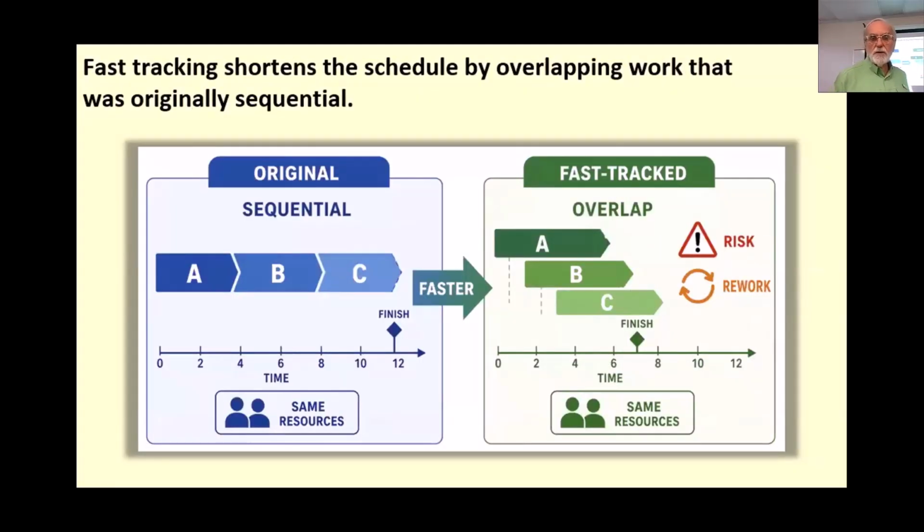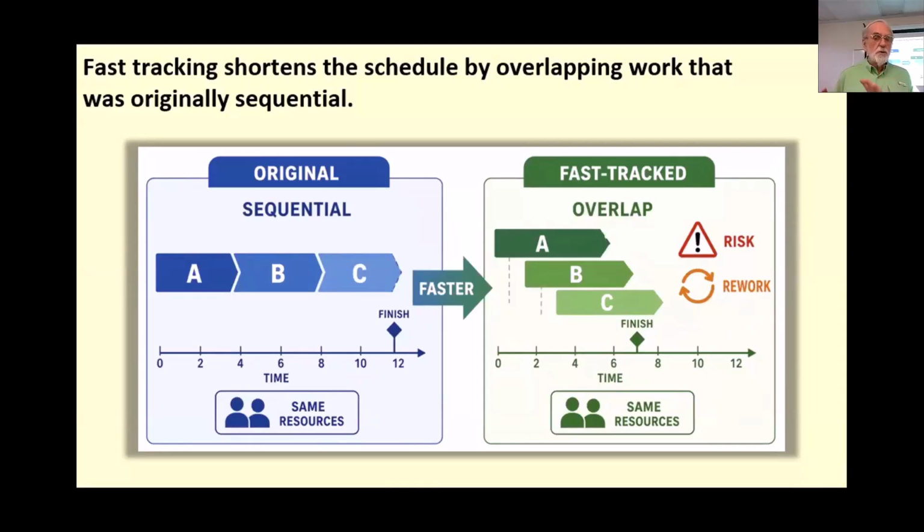Another technique is fast tracking. Fast tracking is trading risk for time, essentially. Fast tracking shortens the schedule by overlapping work that was originally sequential. It's a second schedule recovery option, they call it here, or technique. Like crashing, fast tracking is a schedule compression technique. It works differently than crashing.